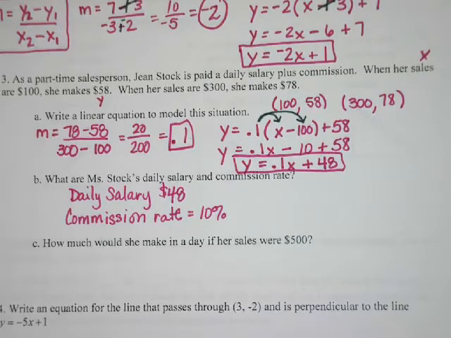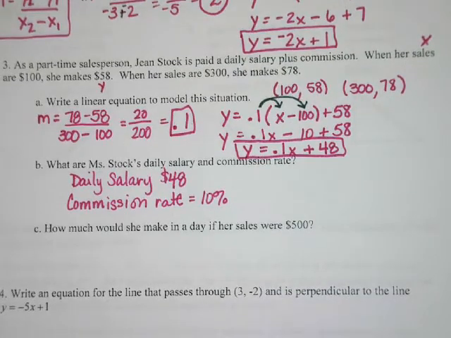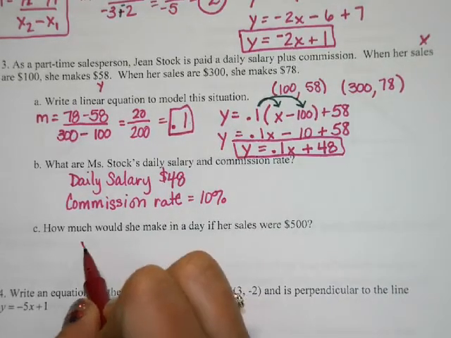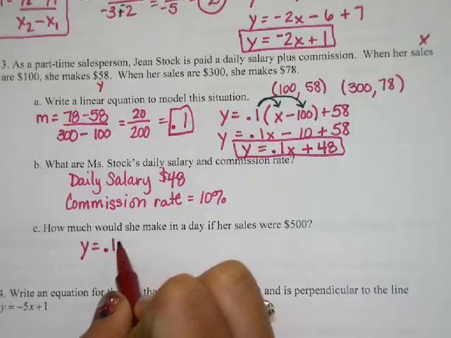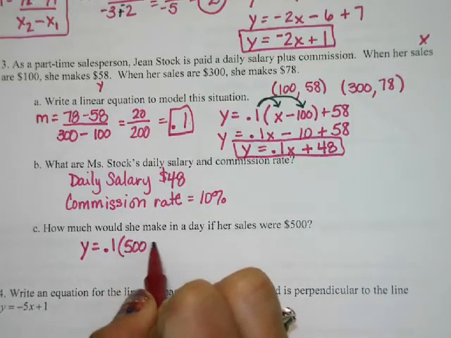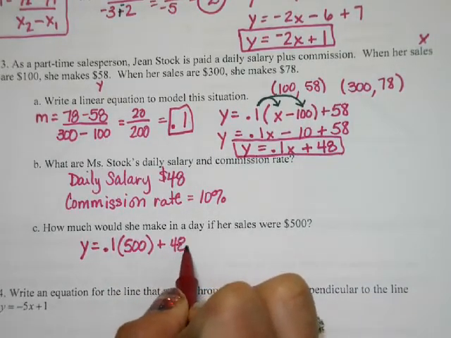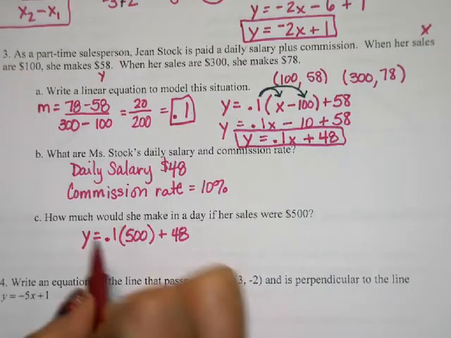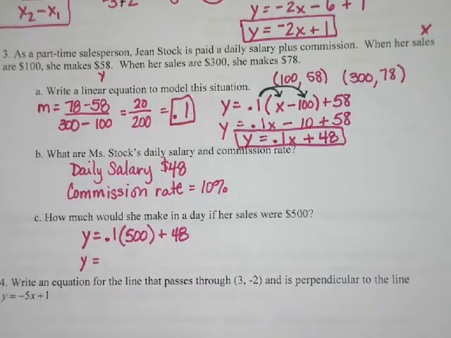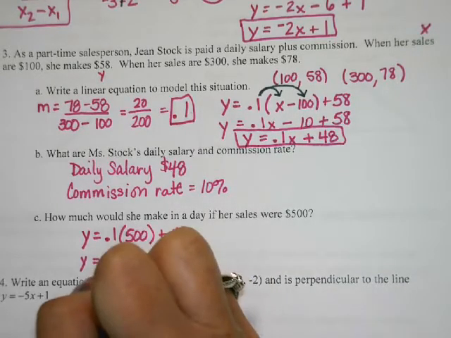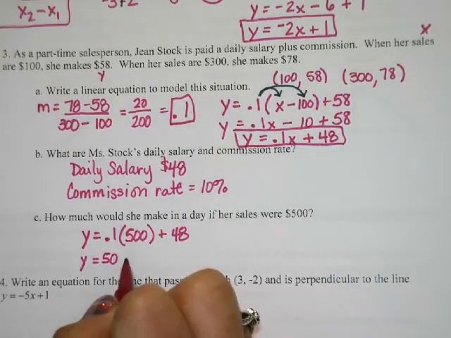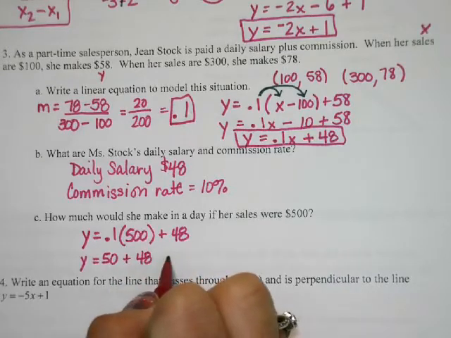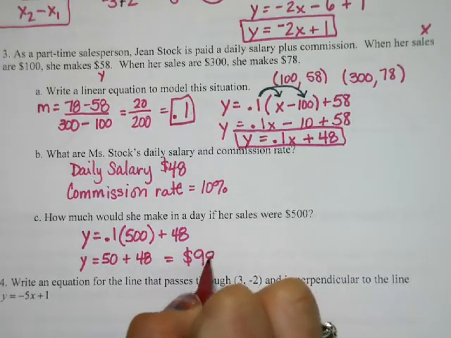Okay, last question. How much would she make in a day if her sales were $500? Well, let's plug it in. We've got an equation that would predict that. So she gets 0.1 or 10% of $500 plus $48 for showing up to work. 10% of 500 is $50 plus her $48 salary. So she gets a total of $98.